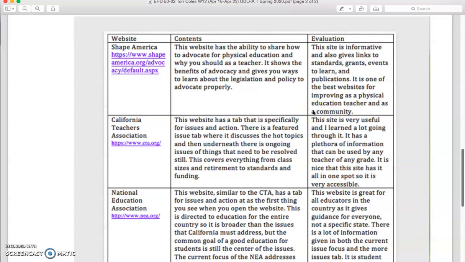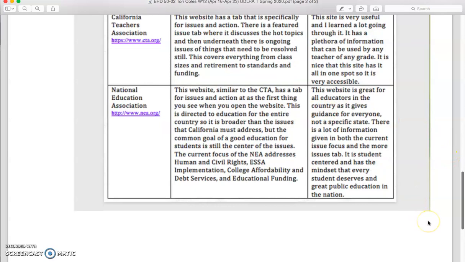And then the California Teachers Association was able to give me information about any grade, and it was very accessible. It covers class sizes, retirement, standards, funding, and much more. And then the National Education Association was able to give me information about guidance. It was very good about helping with human and civil rights, college affordability, debt services, and educational funding. So I found it to be very useful for a public education website, and it would allow a lot more support for the teachers and educators who need more guidance.